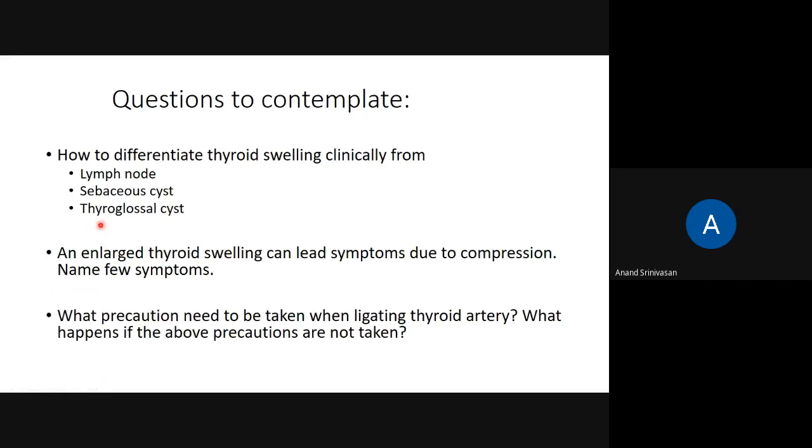Ask the person to protrude the tongue. The thyroglossal cyst also moves up when the patient protrudes the tongue, whereas the thyroid gland does not move when there is protrusion of the tongue.